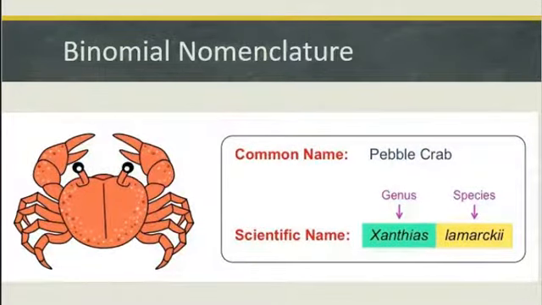So binomial nomenclature, of course, will bring it down to our genus species name. So for instance, this pebble crab would have the genus of Xanthias, the species lamarckii. So Xanthias lamarckii, and that's specific to this creature, like when they said in the video, Homo sapiens is specific to human beings.